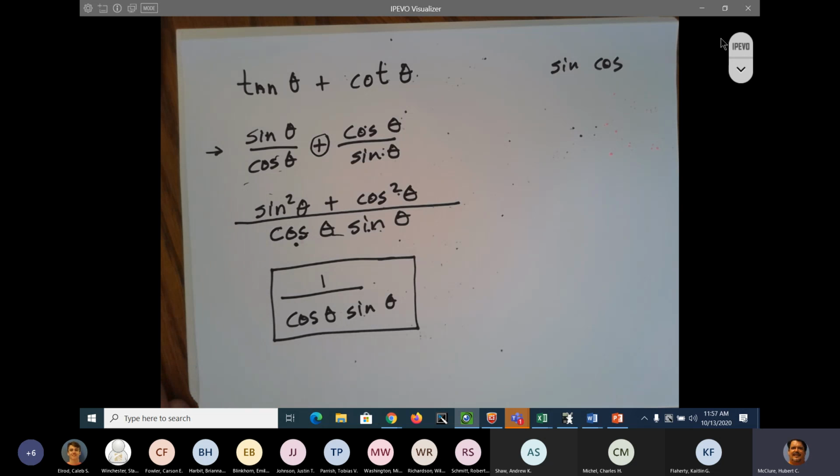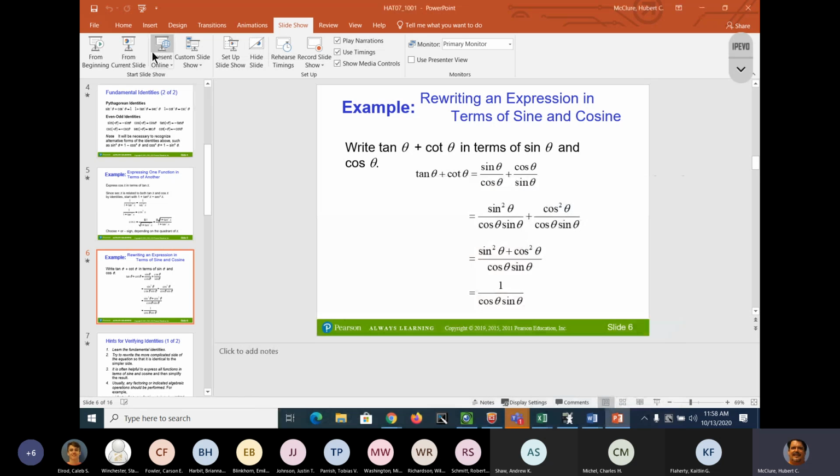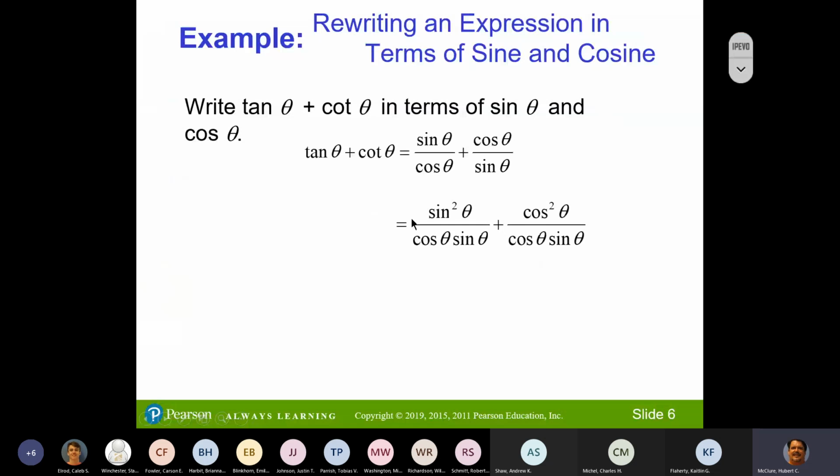Let's see what's next. Let's see if that's what they did. Sine over cosine, they got a common denominator. Yep, there it is. Those are the kind of questions I like to put on a test. They're pretty straightforward. There's not a lot of trickery.